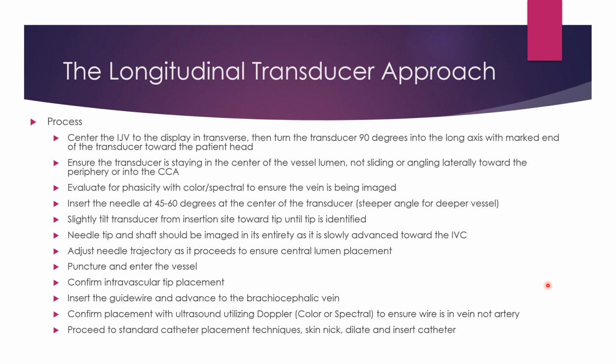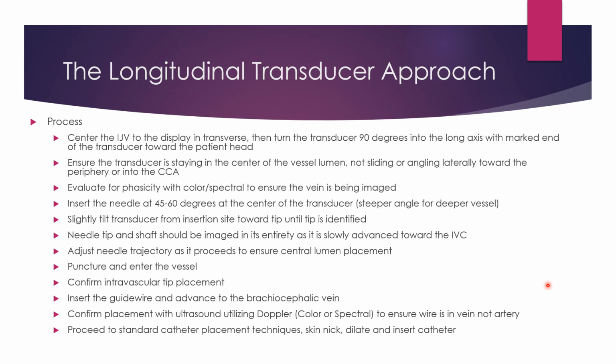So the process of the longitudinal transducer approach is going to be really similar to the transverse. Now, instead of centering the internal jugular vein in transverse, you're going to center it in long, or you're going to center it in transverse and then rotate 90 degrees until you have it in long. Make sure that the marked end of your probe is towards the patient's head. Ensure that the transducer is staying in the center of the vessel lumen and that your hand is not wandering or sliding to the lateral margin where you might actually just miss the vein entirely.